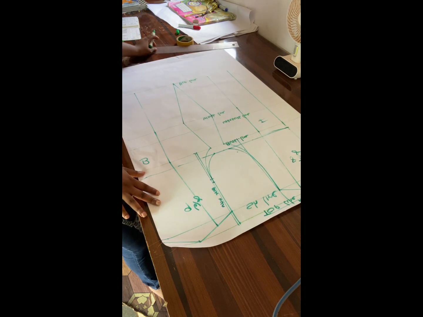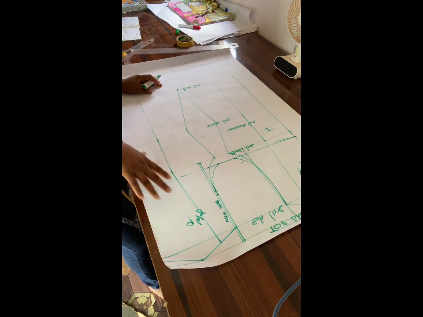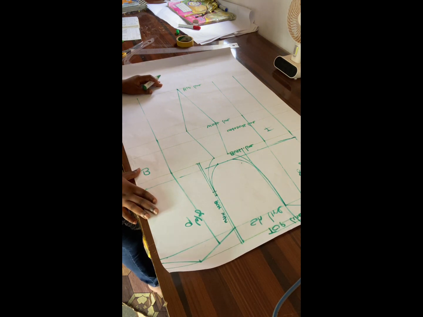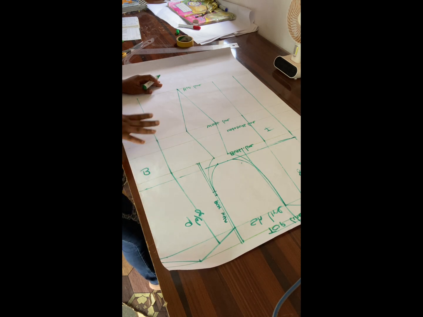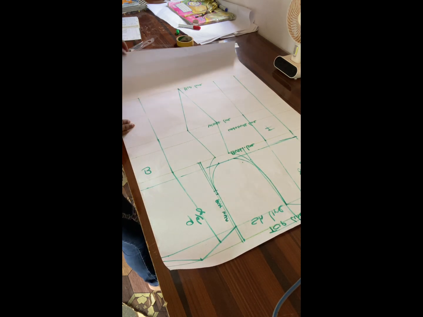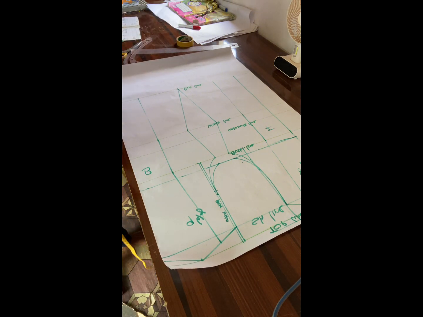So now we have gotten our dart points. These are our dart points. So as it is, okay, you can decide to make a bodice with this. Now the next thing we are going to do is to get our empire line. You can call it under bust curve, but this is called empire line.